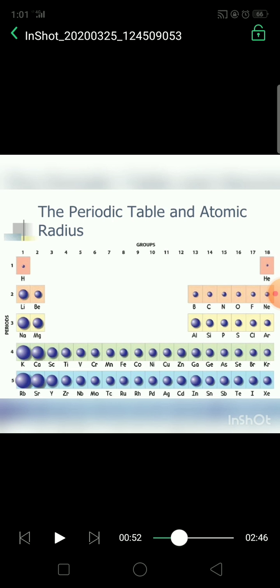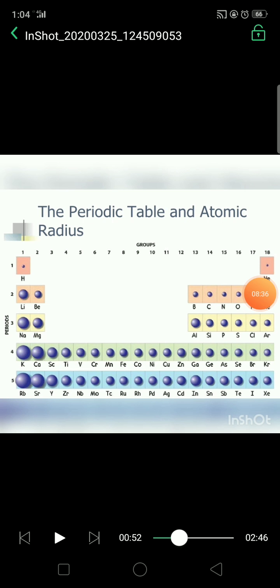Wherever you go in the periodic table, there are 18 groups. If we see the balls here, these balls gradually decrease when you go from 1, 2, 3, 4, 5, 6, 7, 8, 9, 10, 11, 12. That means, if you see hydrogen and helium, they are in the first period. The electron is entering the 1s orbital, so the size decreases. The nuclear charge is the same for both the elements, so the atomic radius is decreasing.